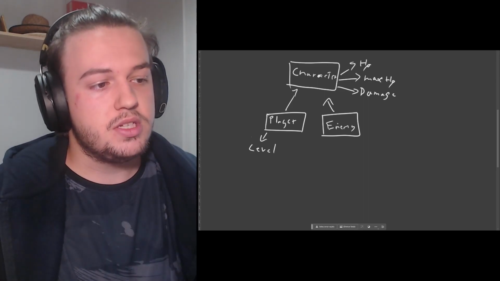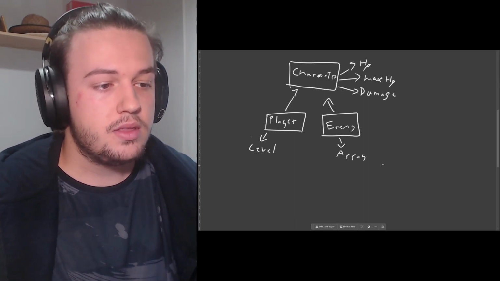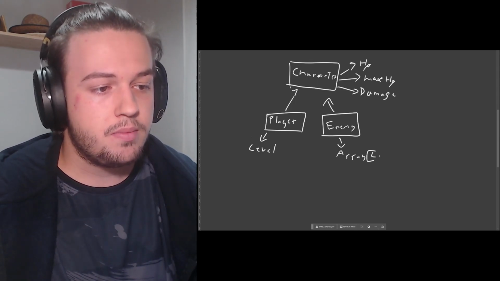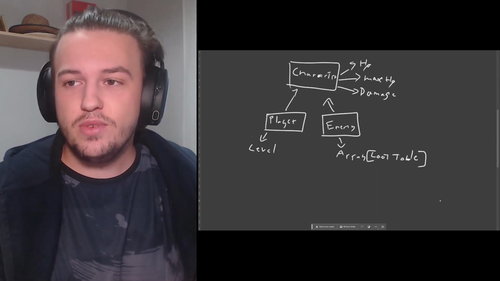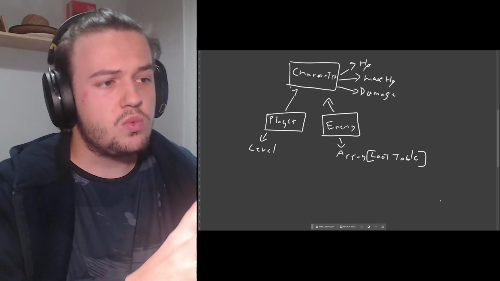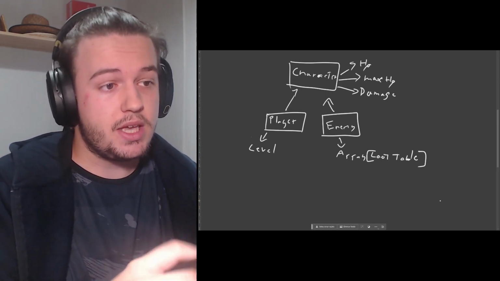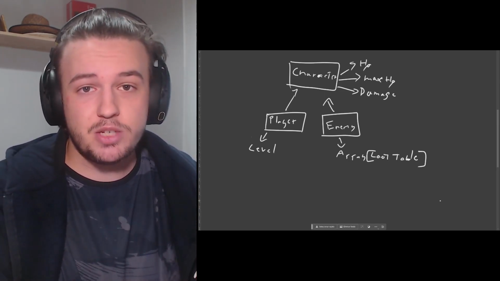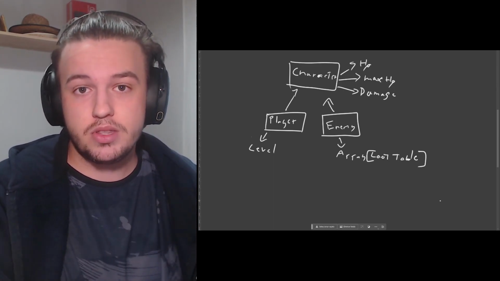So that's going to be something specific for the enemy. The enemy is going to have an array that is going to be the loot table, and that's specific for the enemy. Now, as we can see, we avoided repetition here. We only wrote the HP, max HP, and damage points once, because that's shared between all characters that are going to be on the scene.